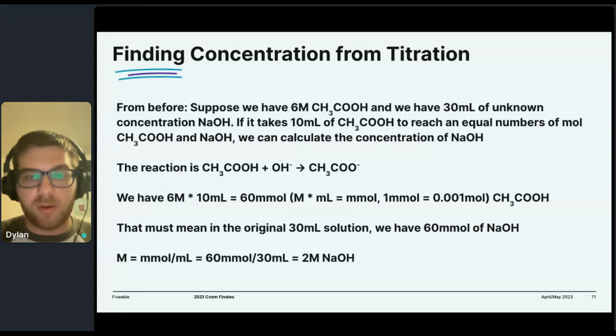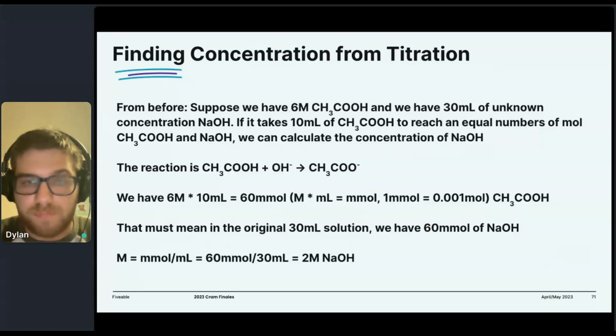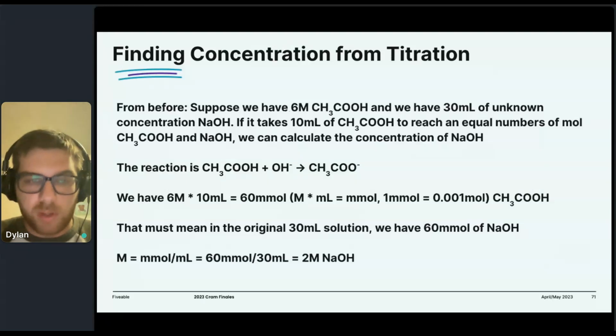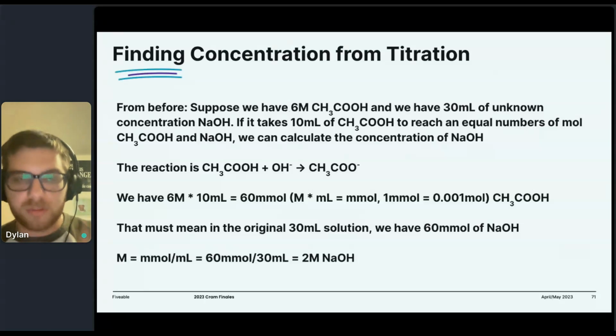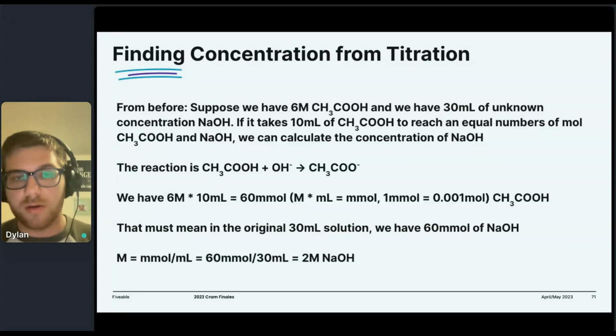So molarity times milliliters is millimoles. It's typically just easier than writing it like 0.060 moles. It's the same thing as a mole. It's just 1,000th of a mole. And that means that in the original 30 milliliter solution, we had 60 millimoles of NaOH. Molarity can be described as moles per liter, or multiplying by 1,000, doing the unit conversion, millimoles per milliliter. We divide millimoles by milliliters to find that we originally had a 2 molar sodium hydroxide solution. So that's an example of a use of titration to find the concentration of that unknown sodium hydroxide.